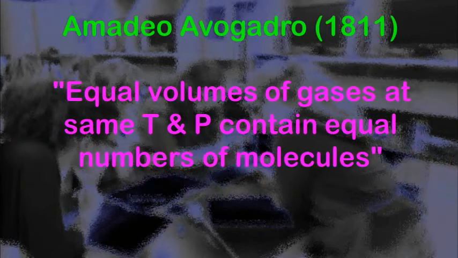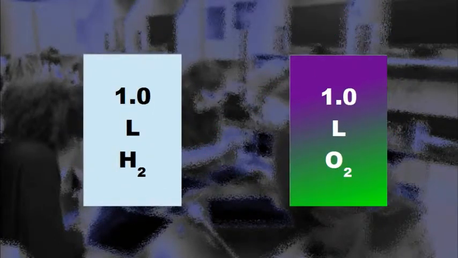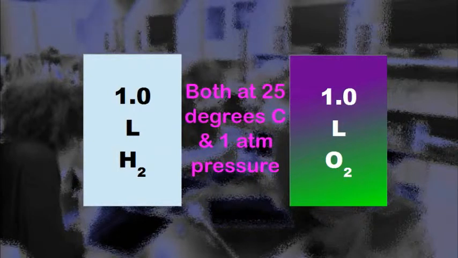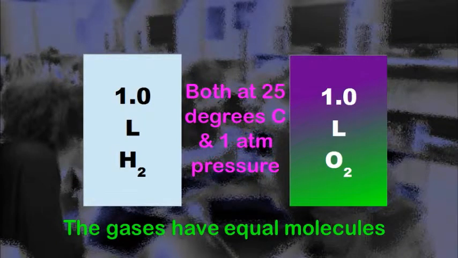Avogadro, way back in 1811, found that equal volumes of any two gases at the same temperature and pressure contain the same number of molecules. So if you have 1 liter of hydrogen and 1 liter of oxygen, and they are both at 25 degrees Celsius and 1 atmosphere pressure, there are equal numbers of hydrogen and oxygen molecules.